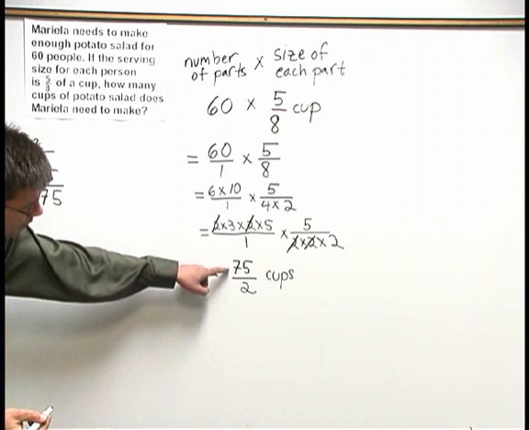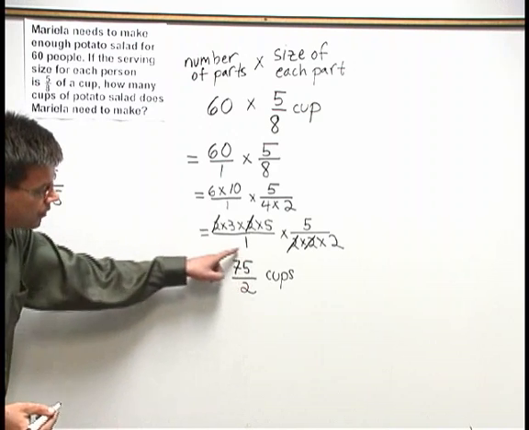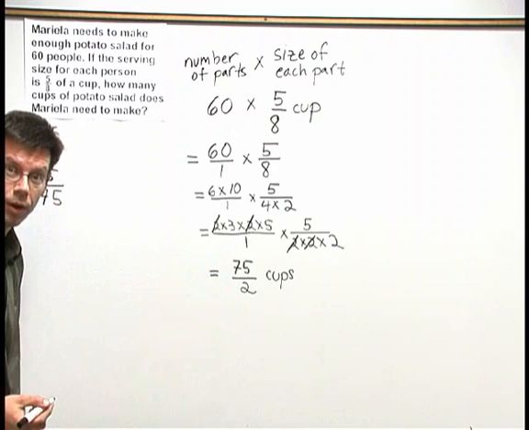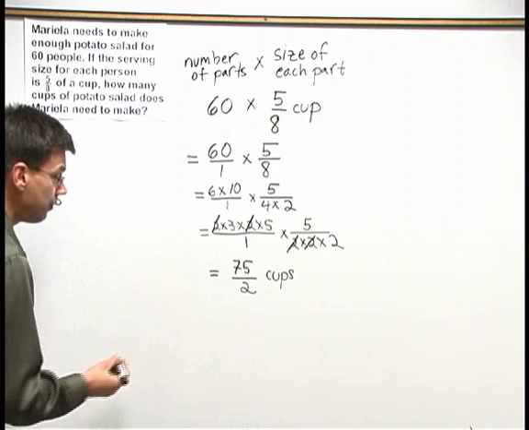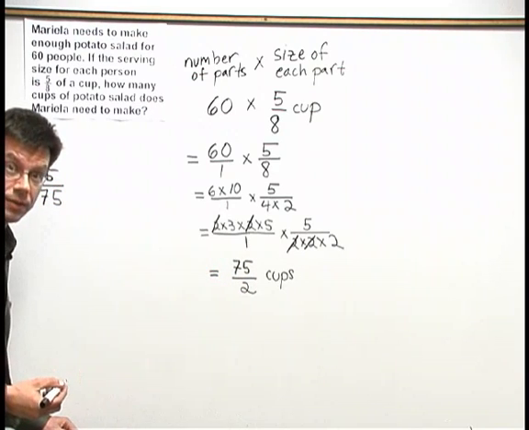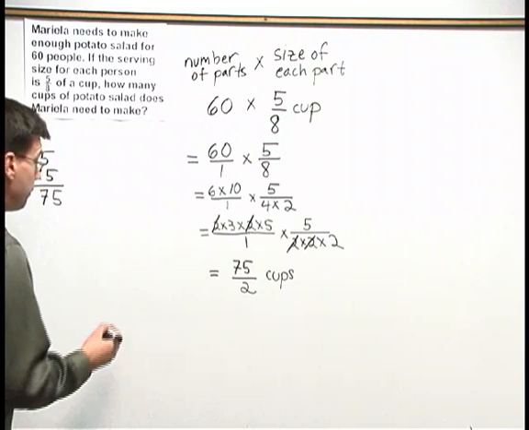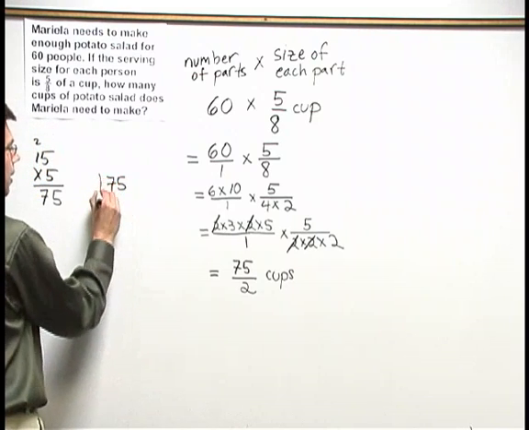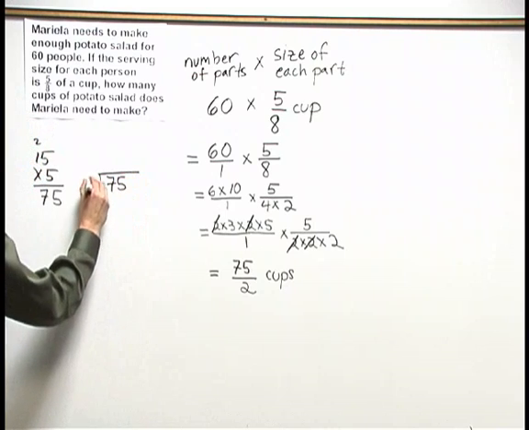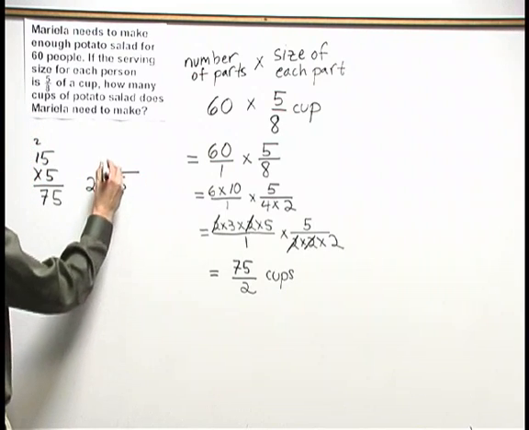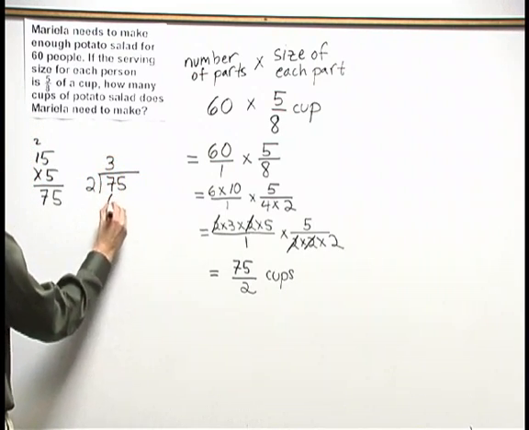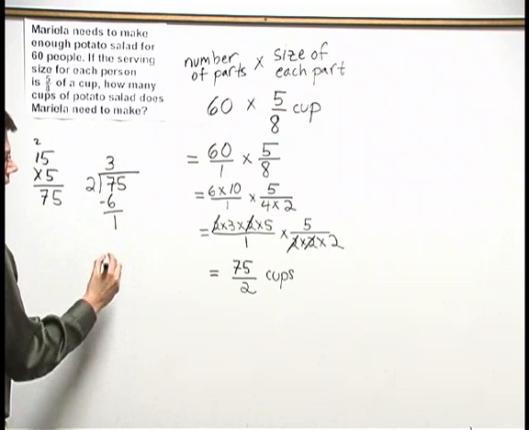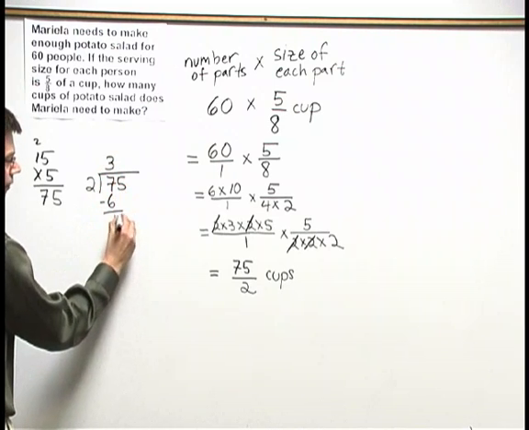Now, because the number on top is larger here, this fraction represents more than one whole. Let's divide it out in order to express this fraction as a mixed numeral. We want to take 75 and divide by 2. 2 goes into 7 3 times. 3 times 2 is 6. Subtract, I get 1. Bring down the 5.